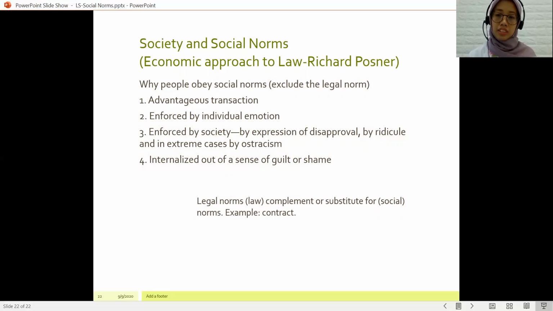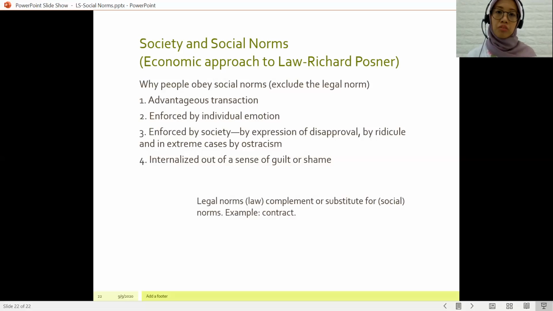First is advantageous transaction. So, for instance, you give this appreciation and respect to your senior because you believe that the senior will also act by helping you as a junior. It is an advantageous transaction. And it can also be enforced by individual emotion. For instance, in the case of a professional association, such as a lawyer association, individual emotion is so important when it comes to enforcing ethics rules within the members of the association.